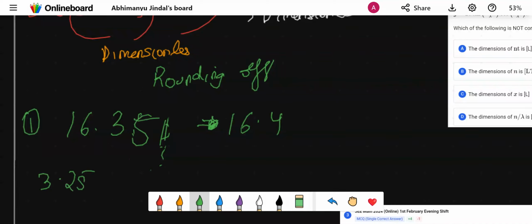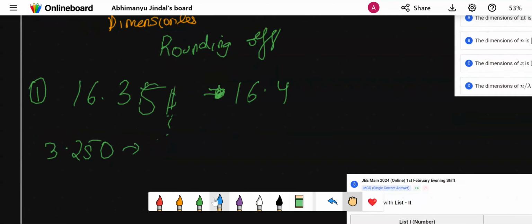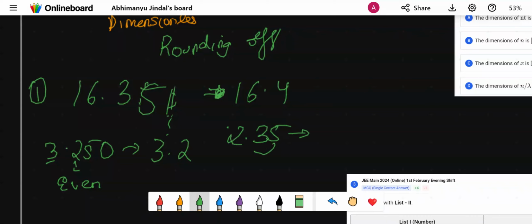Next comes 3.250. Now because it's 0.50, there's two things that matter. If it's an even number right here, if previous to 5 is an even number, then it stays the same number. But if it's an odd number, then it becomes the even number. So if it's 3.250, it becomes 3.2. But if it's 3.35, or let's say 2.35, then the number previous to 5, if it's even, then it stays even. If it's odd, then make it to even the next one. So this becomes 2.4. I hope it's clear.